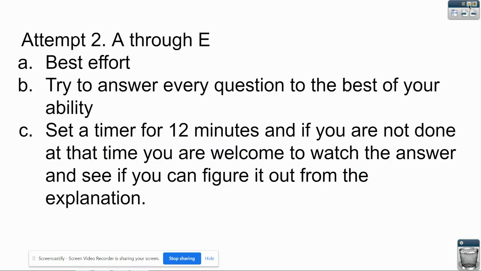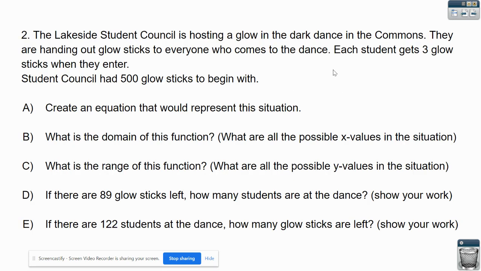Now I want you to look at the second page in here, and we're going to see attempt number 2, A through E. This is number 2, A through E on your paper. If you want to complete it on your own paper, that's perfectly okay. If you want to type it in here, that's perfectly okay. Whatever your heart decides to do. This is going to be about Lakeside Student Council hosting a Glow in the Dark dance, and they're handing out glow sticks. It's a little bit of an interesting problem because you can't see the whole thing.